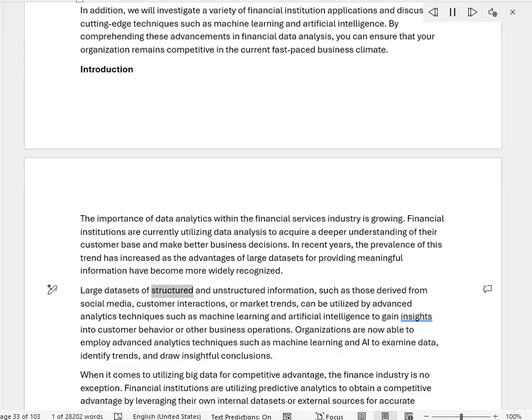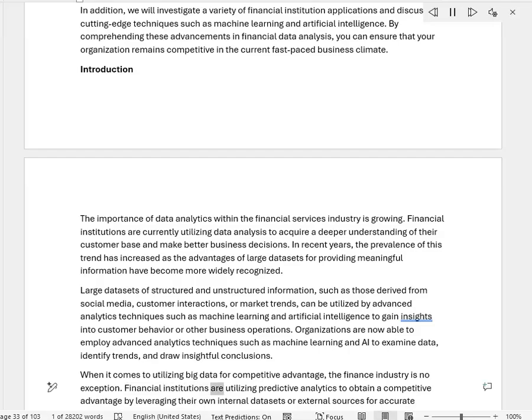Large data sets of structured and unstructured information, such as those derived from social media, customer interactions, or market trends, can be utilized by advanced analytics techniques such as machine learning and artificial intelligence to gain insights into customer behavior or other business operations. Organizations are now able to employ these techniques to examine data, identify trends, and draw insightful conclusions. When it comes to utilizing big data for competitive advantage, the finance industry is no exception.